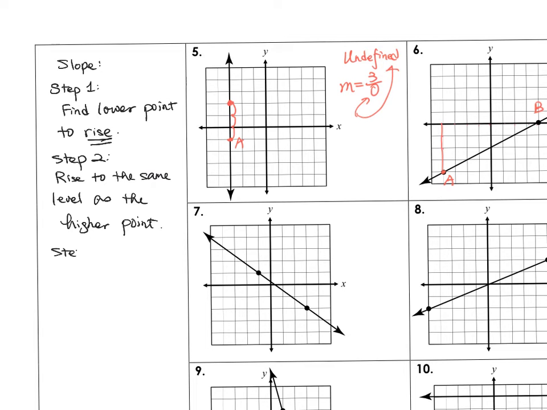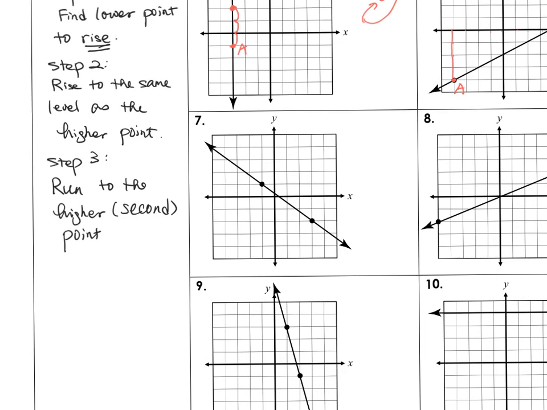Step 3, run to the higher or second point. Okay, that's it. And then you simplify it. You reduce that fraction. So step 4 is reduce to simplest form. Then you're done.